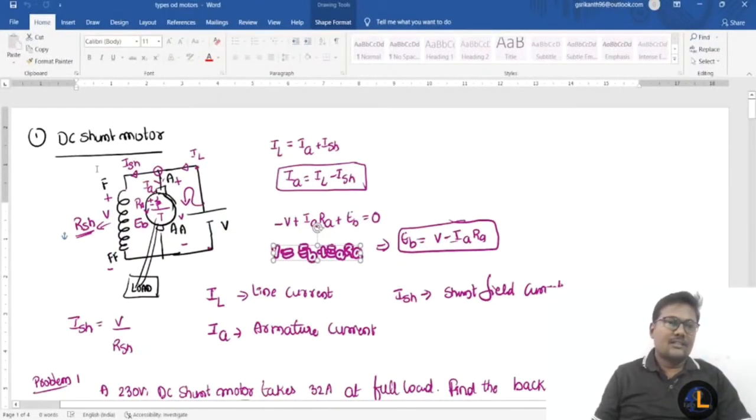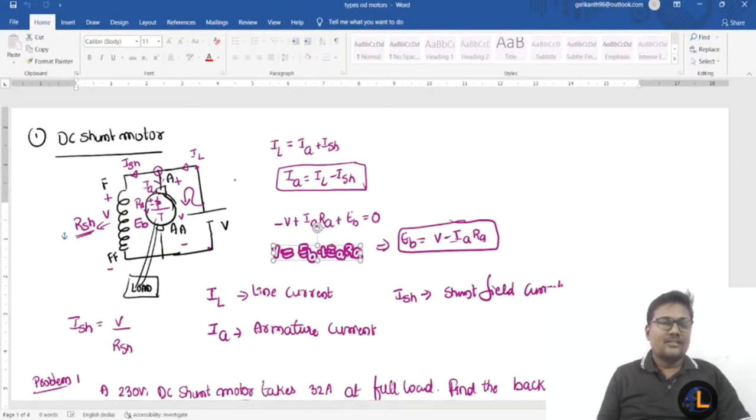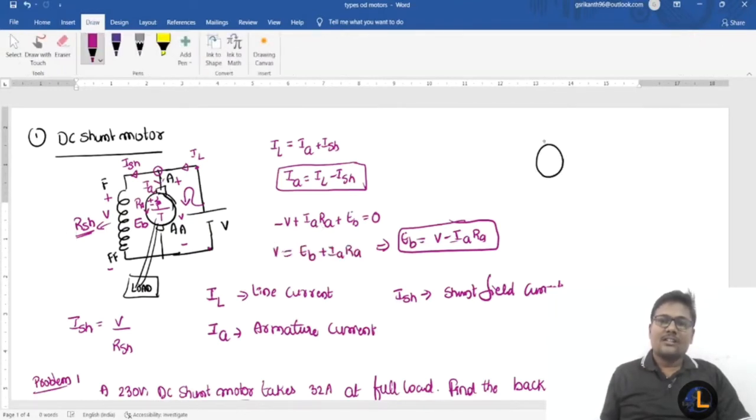So in this lecture I will explain what is a DC shunt motor, DC series motor and DC compound motor. DC shunt motor. So we have two windings. One is armature winding and another one is field winding. And the field winding is connected in parallel with the armature.